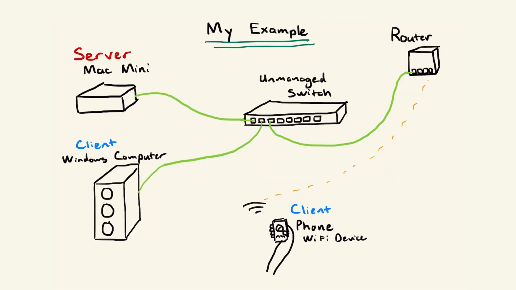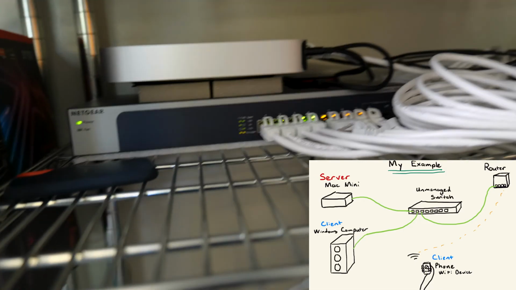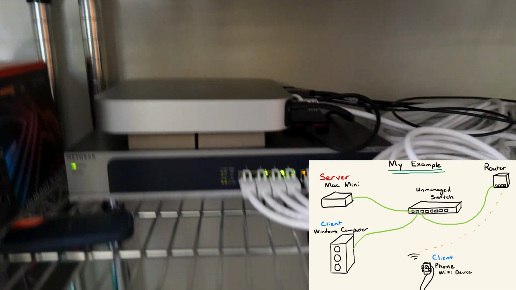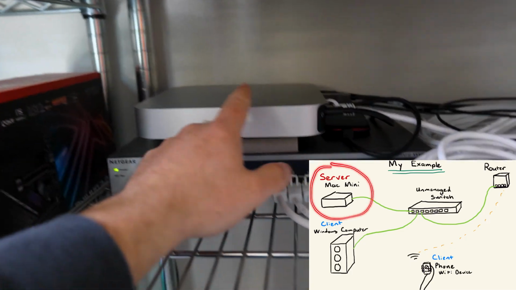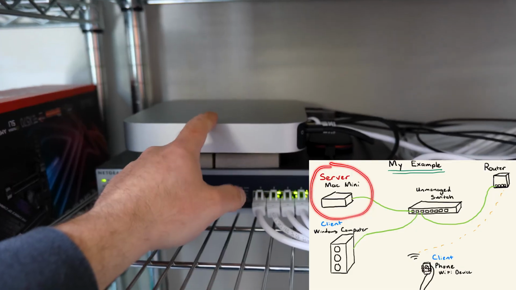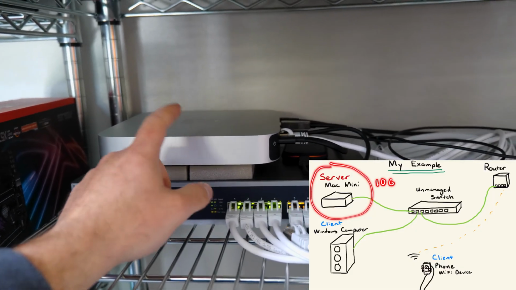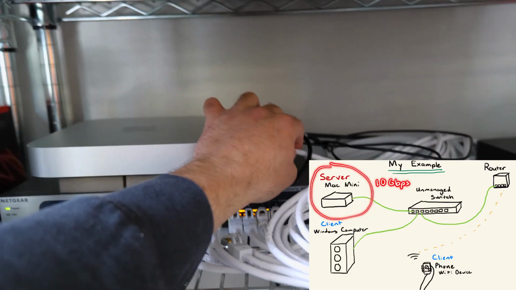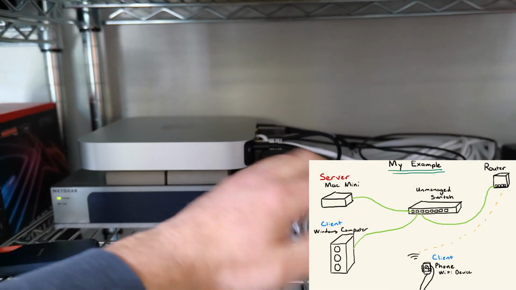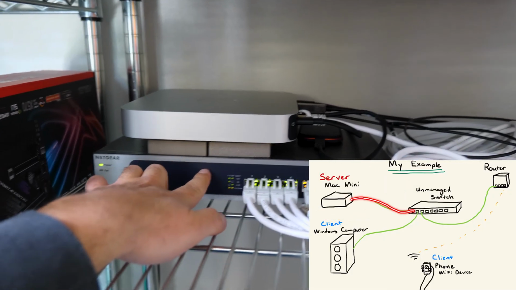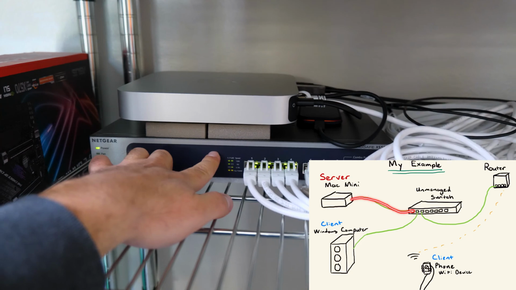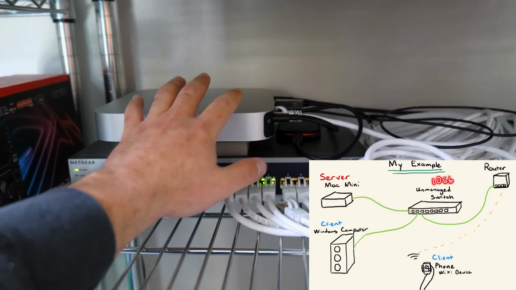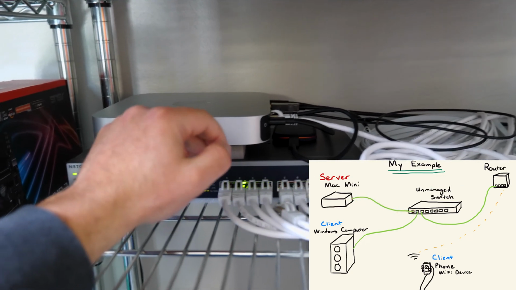So here are the devices that I use. For my computer, I am using the new Mac Mini with the new M2 Pro chip. And this has a 10 gigabit LAN. This cable is a Category 7 Ethernet cable that's hooked up to my unmanaged switch, which is a 10 gigabit unmanaged switch. So from here to here, I can actually run 10 gig.